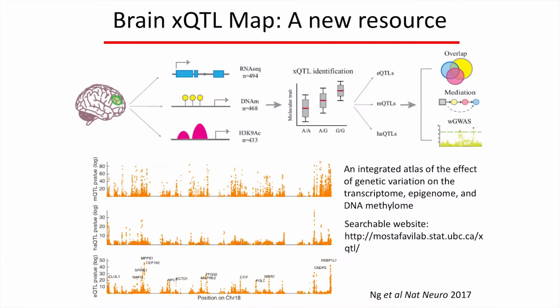We also generated a reference atlas for the effect of genetic variation on the frontal cortex in terms of the transcriptome, DNA methylation, and our ChIP-seq data in an integrated fashion. So we performed these analyses all together. And again, this was published last year. So I'm just highlighting this background that informs our analyses going forward.